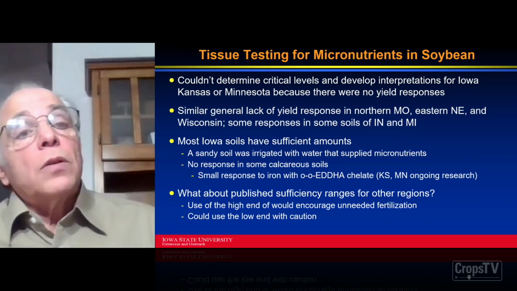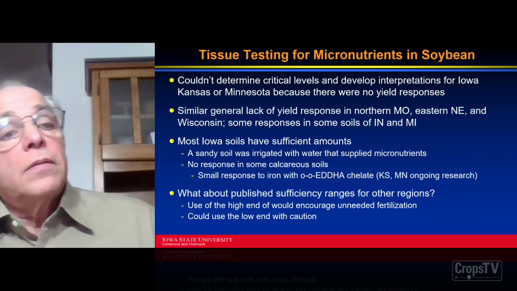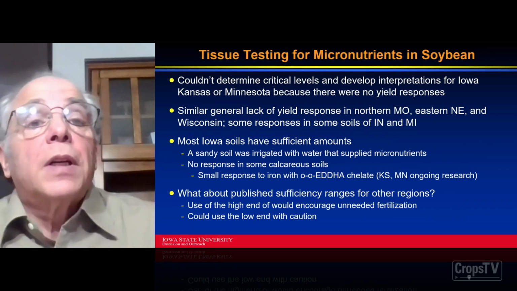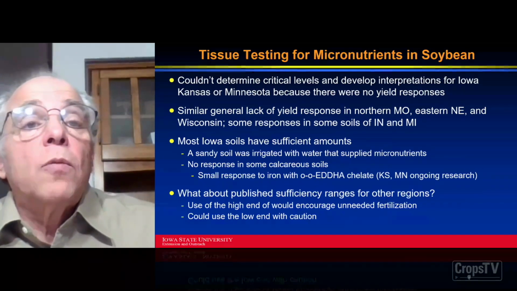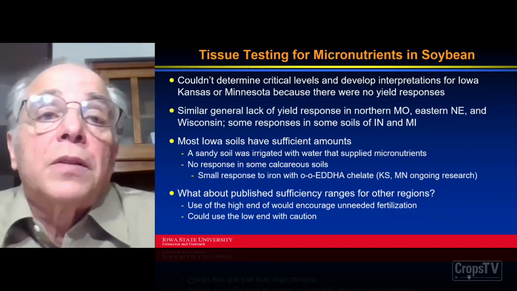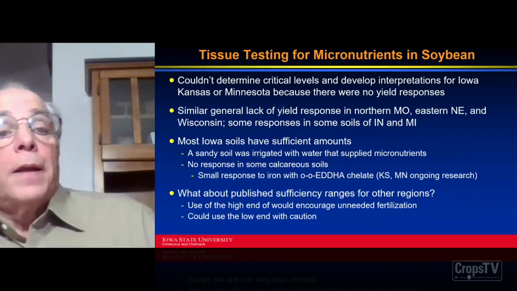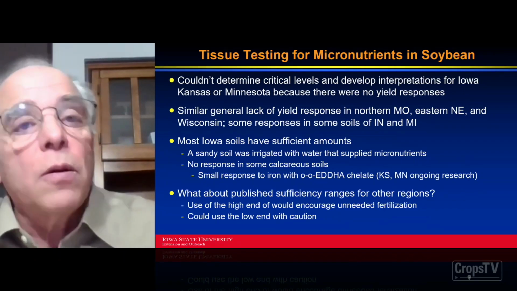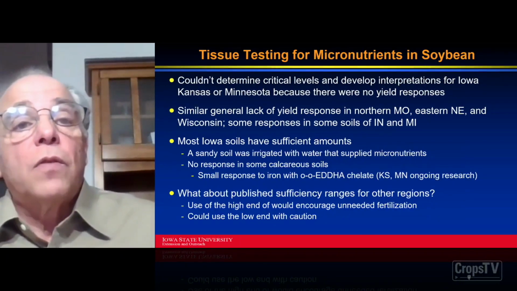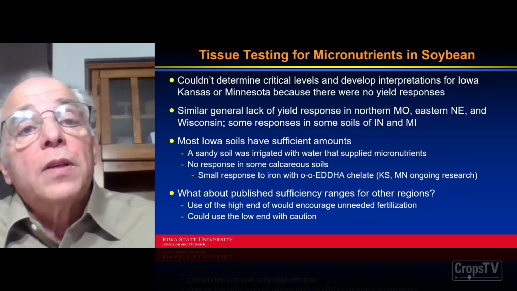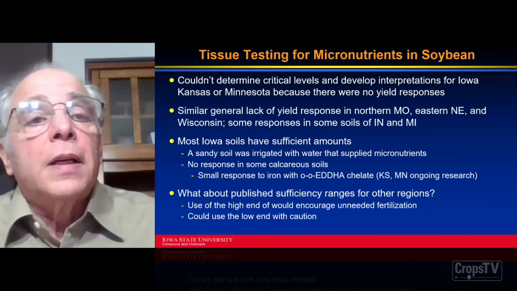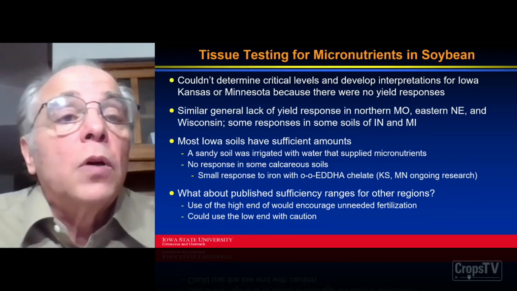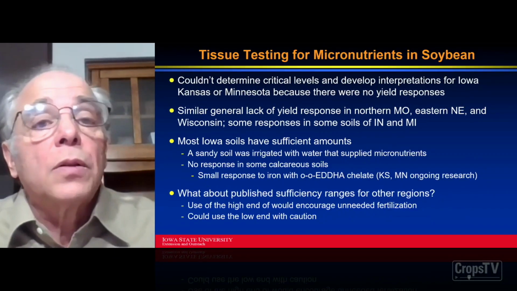So most Iowa soils have a sufficient amount of micronutrients. We included one sandy soil, but it was irrigated, and we found out that the water supplies micronutrients, so of course there was no response. Then we included some calcareous soil where we didn't see a response to anything. Now, we didn't try iron. For iron, as I said, maybe this could be a hope, but it doesn't recover the yield that you get with a variety tolerant to iron chlorosis.